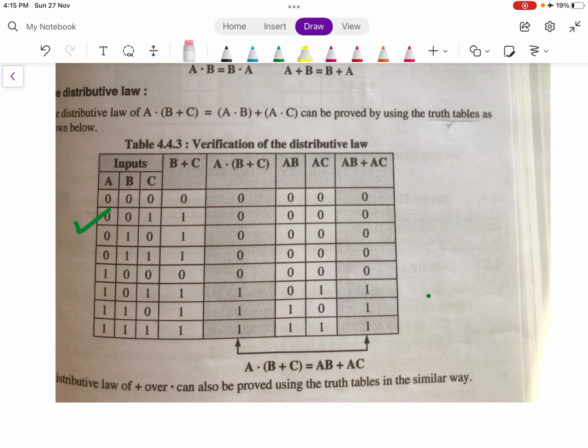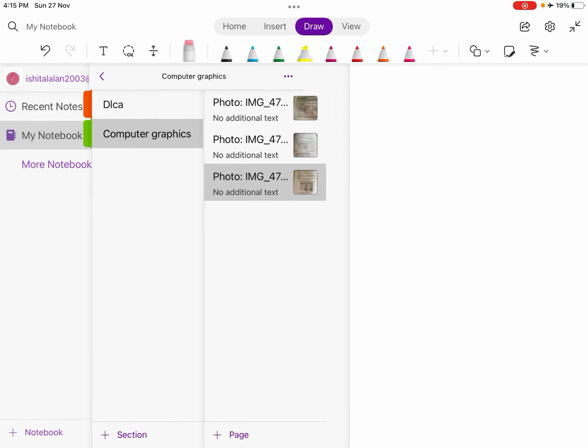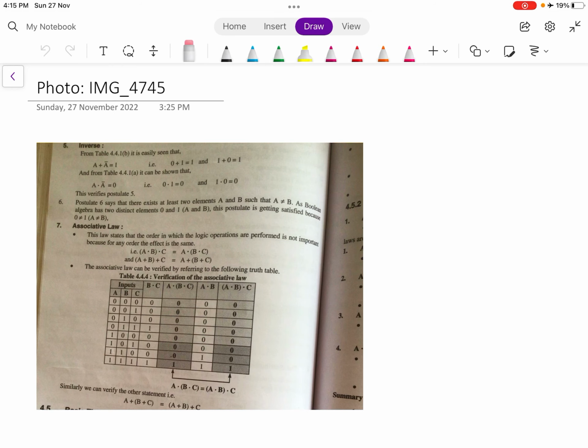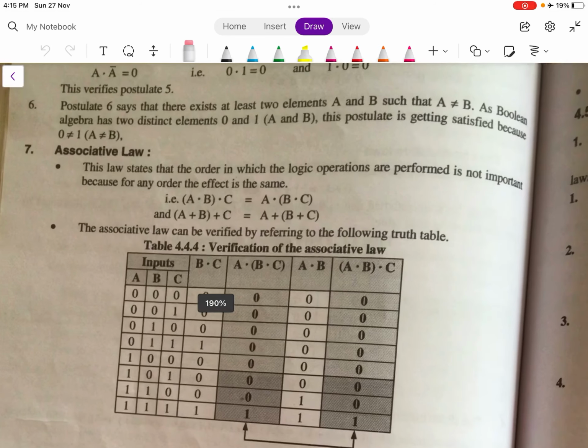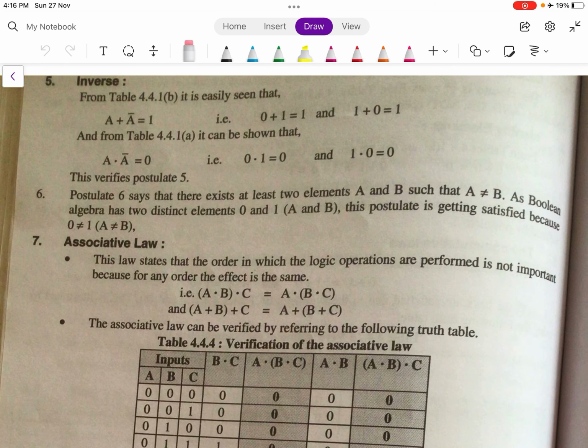We can also prove addition over multiplication. Inverse: from the table, it can be easily seen that A plus A inverse equals 1. 0 plus 1 is 1, 1 plus 0 is 1. A into A inverse is 0: 0 into 1 is 0, 1 into 0 is 0.